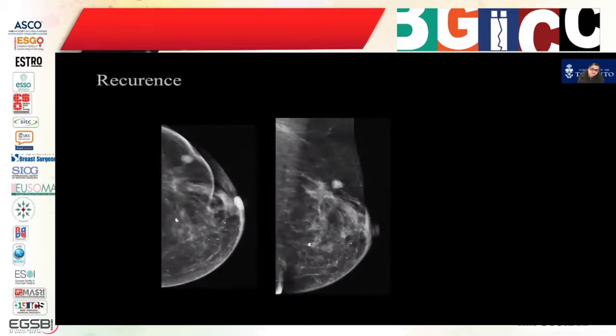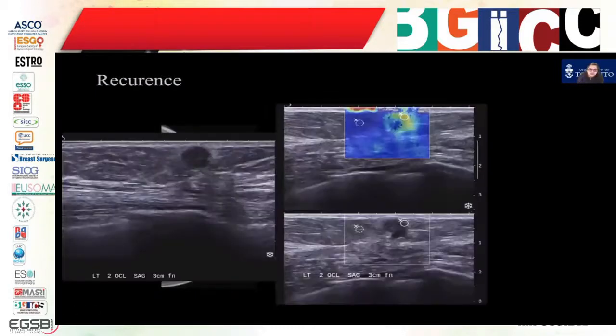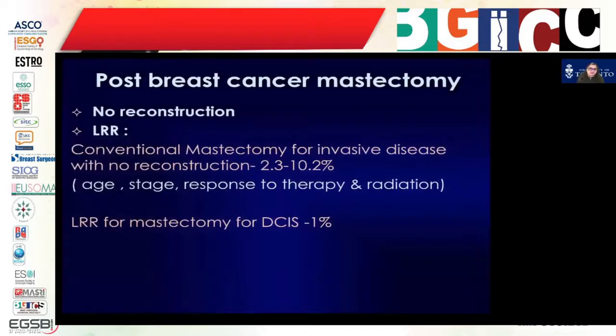Here's a nice example, very close to the surgical bed, a new dense mass, which on ultrasound is located quite superficially. And this is elastography. It shows that this mass is quite stiff, which indicates that it is likely going to be malignant. So here's another example of recurrence.